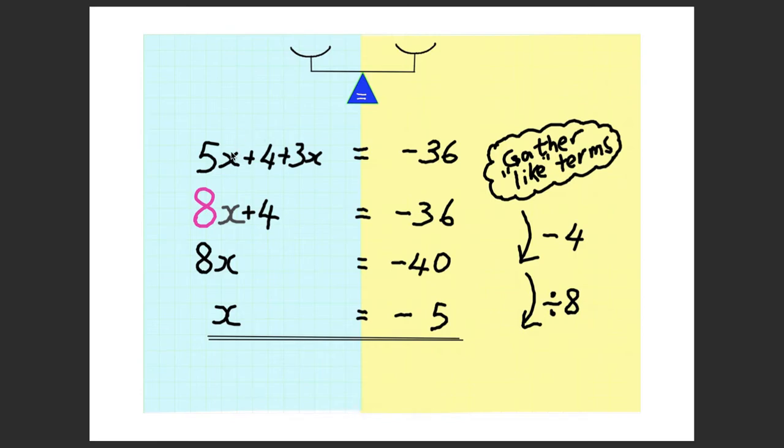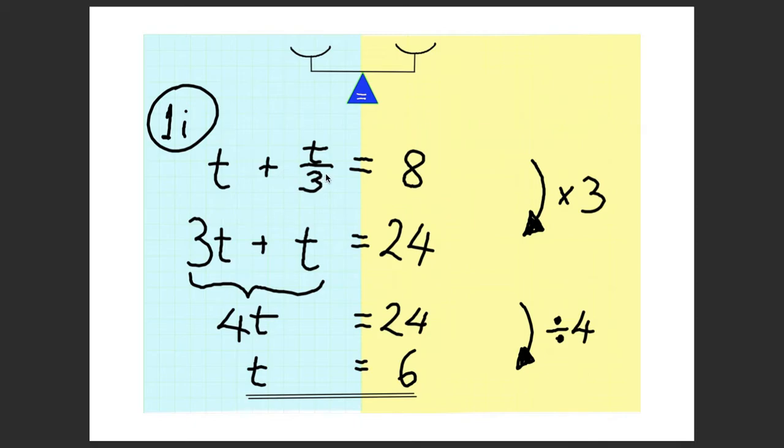Here's another one. 5x plus 4 plus 3x equals minus 36. 5x plus 3x can go together to make 8x, so that's gathering like terms. 8x plus 4 equals minus 36. Take away 4 both sides to get the 8x bit on its own. So 8x equals minus 40, and then to get a single x, divide everything by 8 to get x equals minus 5. Here comes another one.